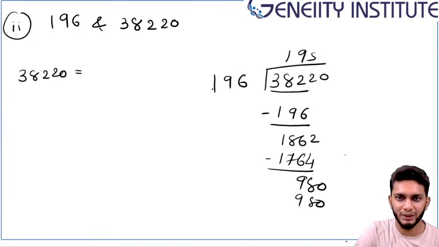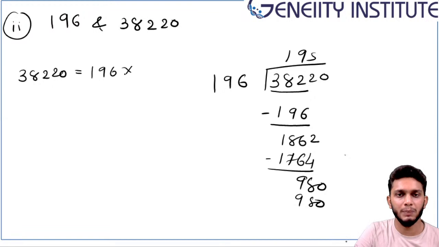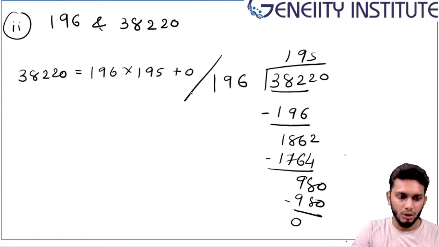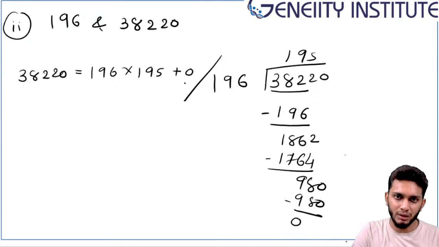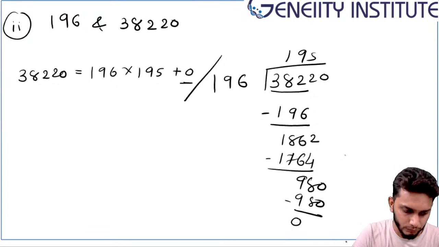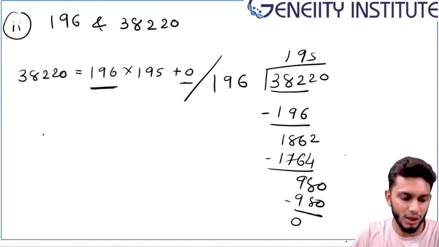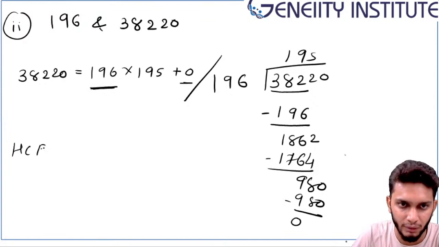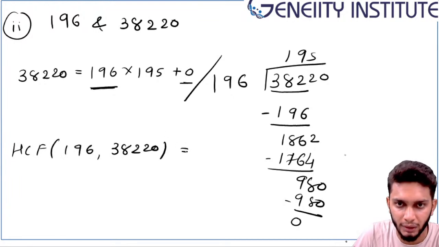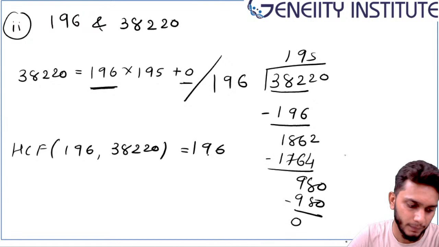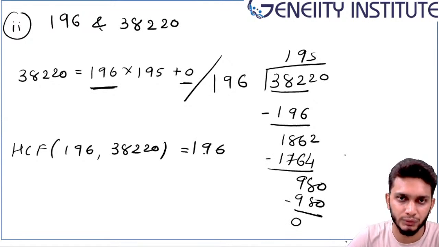So directly 38,220 is equal to 196 multiplied by 195 plus 0. Remainder 0. Okay, so at the end you get remainder 0. At that time your divisor is your HCF. So HCF of 196 and 38,220 is equal to 196. And everyone, that's your answer for this example.